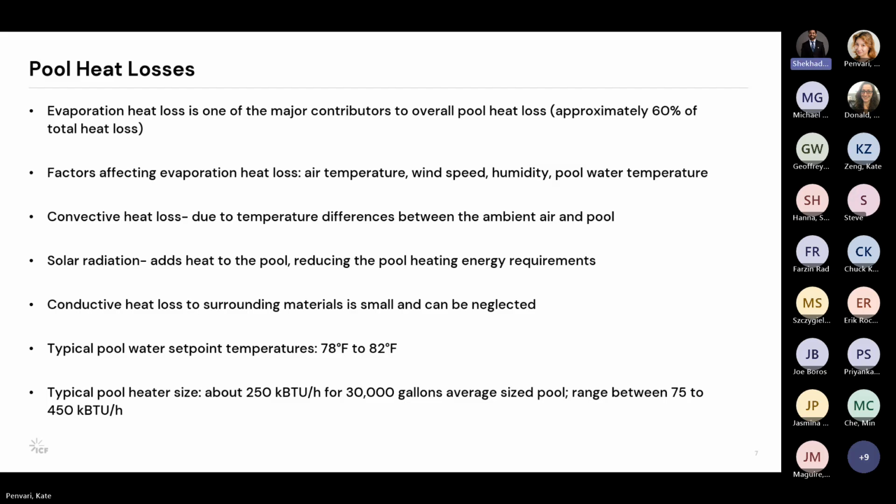As far as typical size of pool heater is concerned, that is between 75 to 250 kBTU per hour. And again, it is a function of the size of pool and whether the application is indoor or outdoor. As far as the set point is concerned, it varies between 78 to 82 degrees Fahrenheit, where 78 Fahrenheit is common for competitive swimming and 80 for multifamily outdoor pools, as well as 82 is more common for pools occupied by younger children and elderly people.